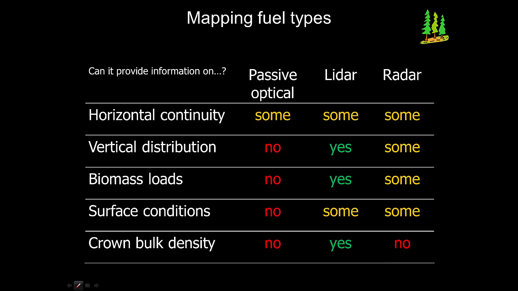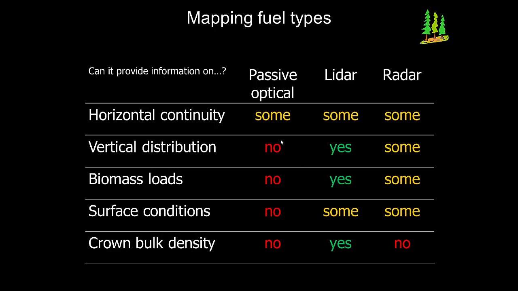You cannot retrieve all this information using just any kind of sensor. For example, passive optical data can only provide you some information about the horizontal continuity or the fraction of cover, as we showed in previous videos. But as it doesn't penetrate the canopy, it will never give you information about these other properties.